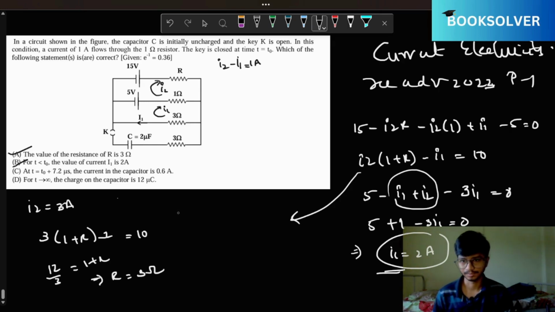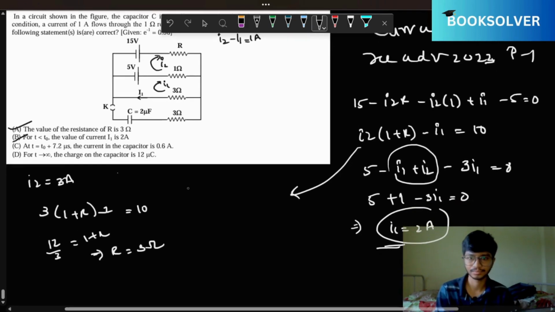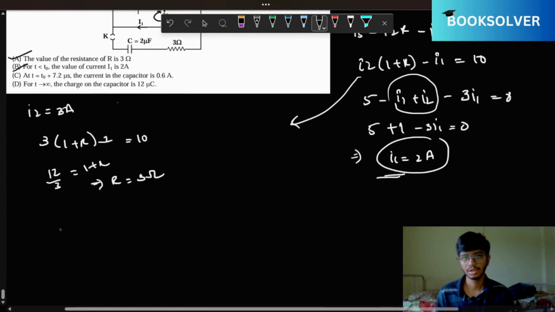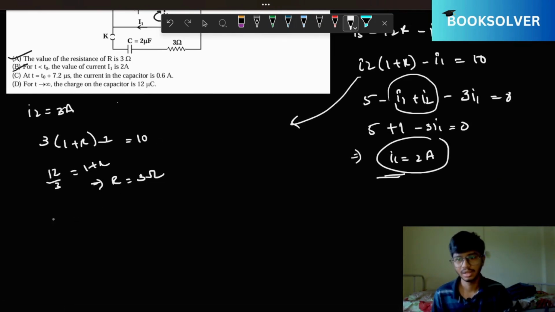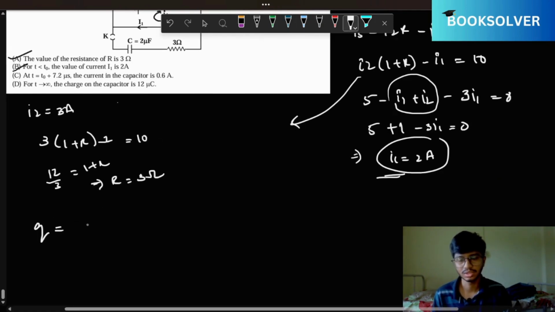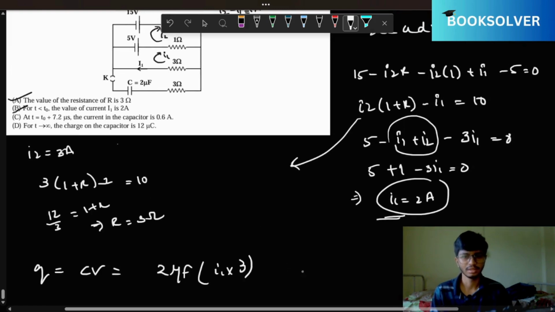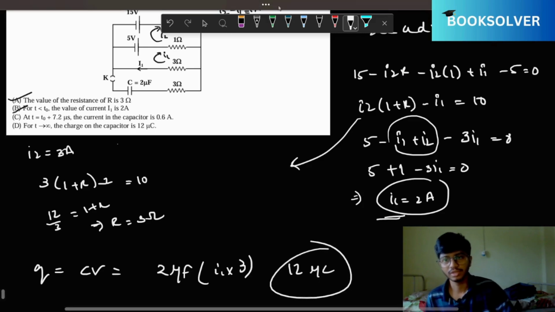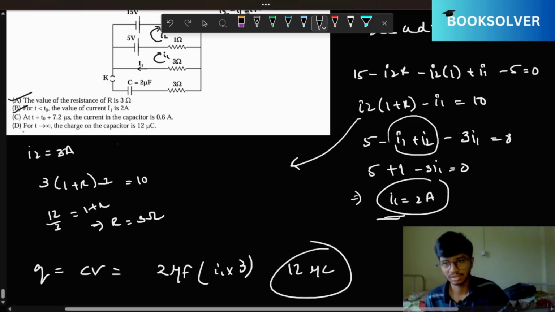I1 is 2, right? So basically the required Q is equal to C into V, that is 2 microfarads into V, that is I1 into 3 ohms, that is 2 microfarads into 6 volts, which is equal to 12 microcoulombs. So we get option D as a right answer.